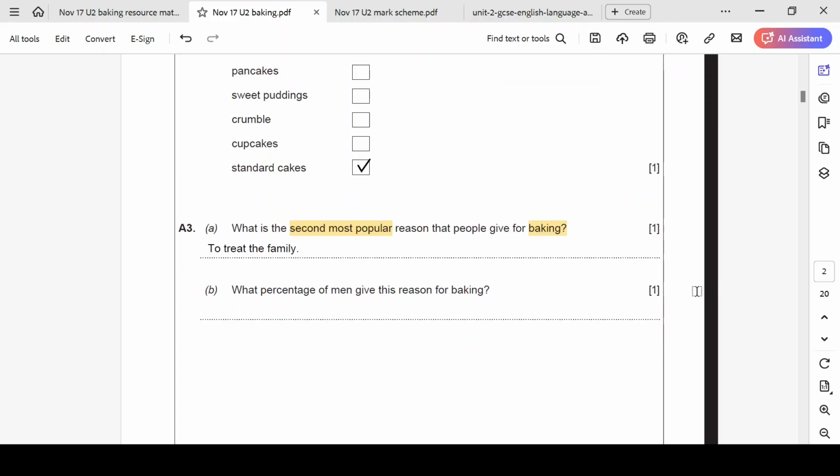3B, bearing in mind that each of these is worth 1 mark, so a minute and a half. Even if I'm talking about these, it's taking me about a minute and a half at the most to answer them, isn't it? So what percentage of men give this reason for baking? So it's got to be the reason that we had above, isn't it? The one about treating the family. So I just need the percentage of men.